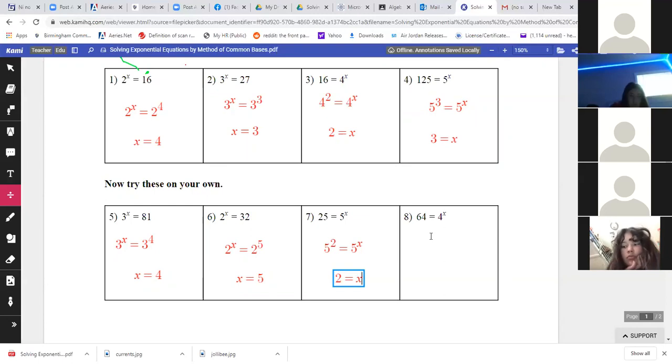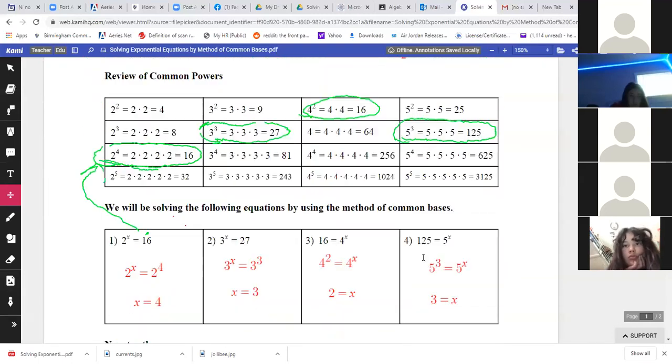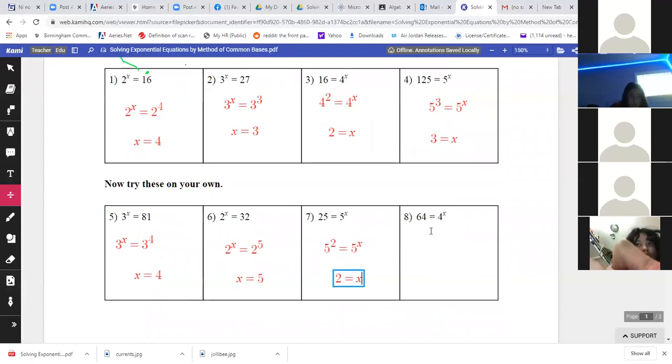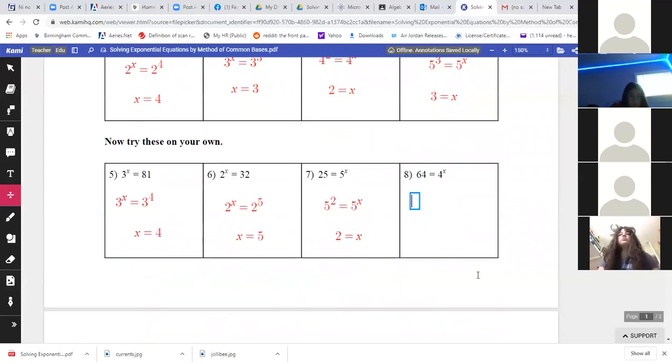And then the last one, 64 is equal to 4 to the x. Right here, 64, and I forgot to put a 3 here, but 4 to the 3rd is 64. So I could rewrite this as 4 to the 3rd is equal to 4 to the x. And then so 3 is equal to x.